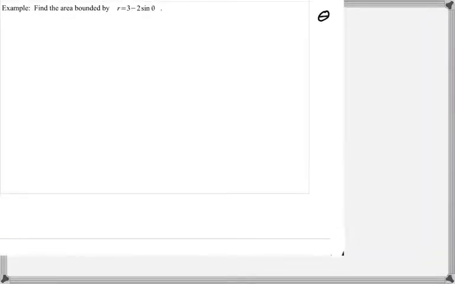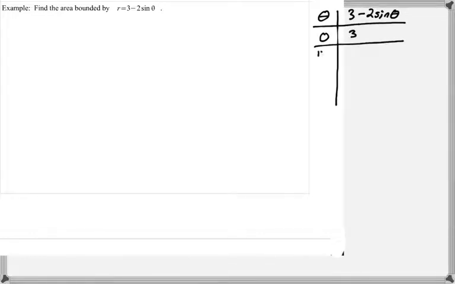So we're going to find the area bounded by r equals 3 minus 2 sine of theta. There's no constant multiplier of the theta, so we just use our standard polar angles. So that'd be 0, pi over 2, pi, 3 pi over 2, and then 2 pi.